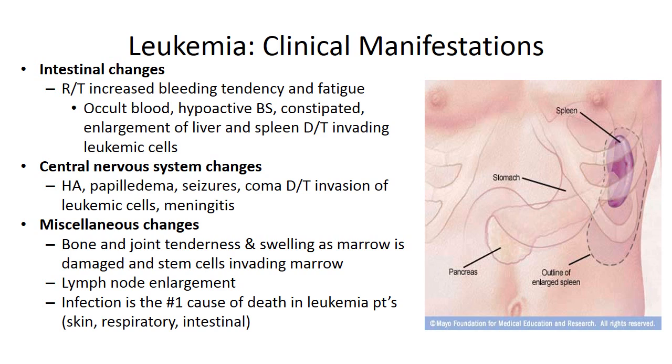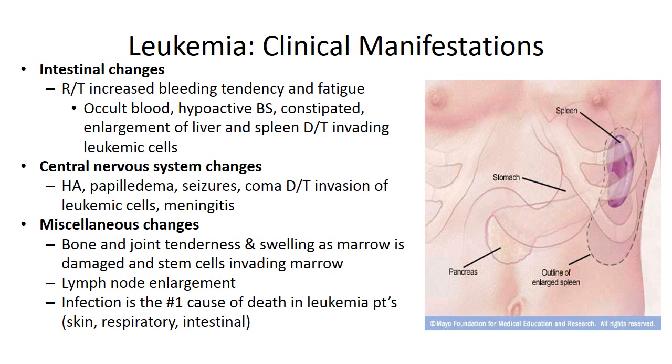Central nervous system changes include headache, papilledema, seizures, and coma. These are all due to those leukemic cells actually invading the brain tissue and may even lead to a meningitis. Miscellaneous changes that can occur include bone and joint tenderness and swelling, and that is all from that bone marrow being damaged by the leukemic cells, those leukemic cells actually invading the bone marrow.